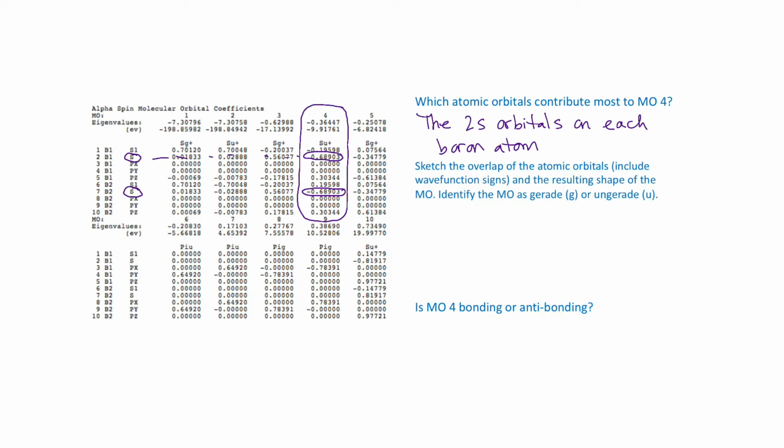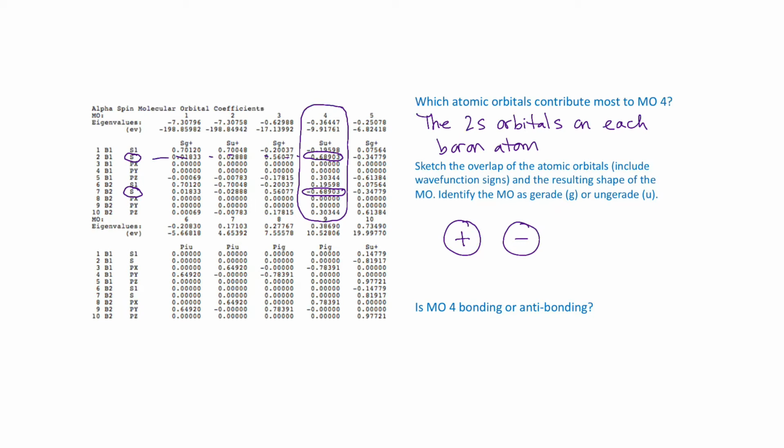One thing we want to double check is the sign on those orbitals. The sign for the 2s orbital on boron 1 is positive. The sign for the 2s orbital on the second boron atom is negative. So these have opposite signs. We're going to draw one as positive, and one as negative. Drawing the overlap, there's not actually going to be any overlap between these two atomic orbitals. These are going to be anti-bonding orbitals because they're different signs.